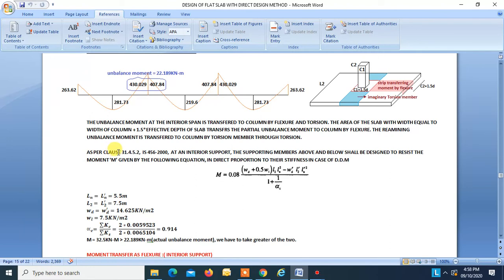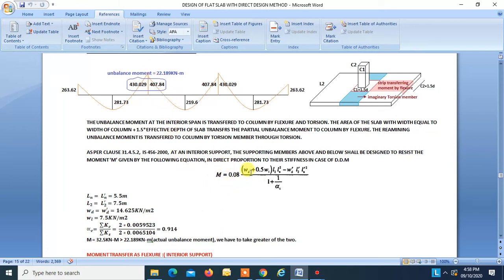Now, as per clause 31.4.5.2 of IS 456:2000, at an interior support, the supporting member above and below shall be designed to resist the moment M given by the following equation. Okay, so we will have to find the moment using this equation. So the column over here at top and bottom has to be at least designed for this moment. Okay, so if this moment is found to be greater than this, then we have to consider it.